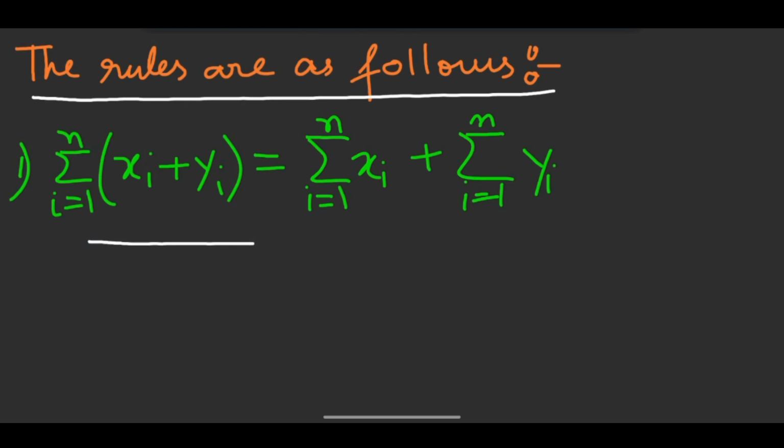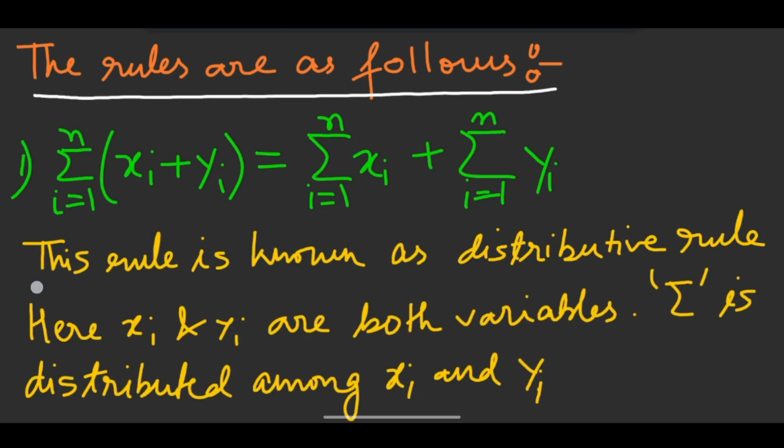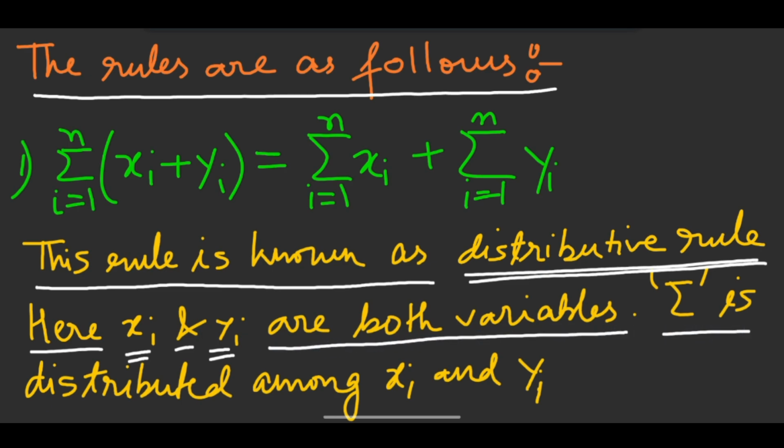The first rule is given as this. Here we can see that summation is applied to both the variables x and y. And on the right hand side, we can see that summation is applied to xi and yi in a segregated way. This rule is known as the distributive rule. Here xi and yi are both variables. Summation is distributed among xi and yi.